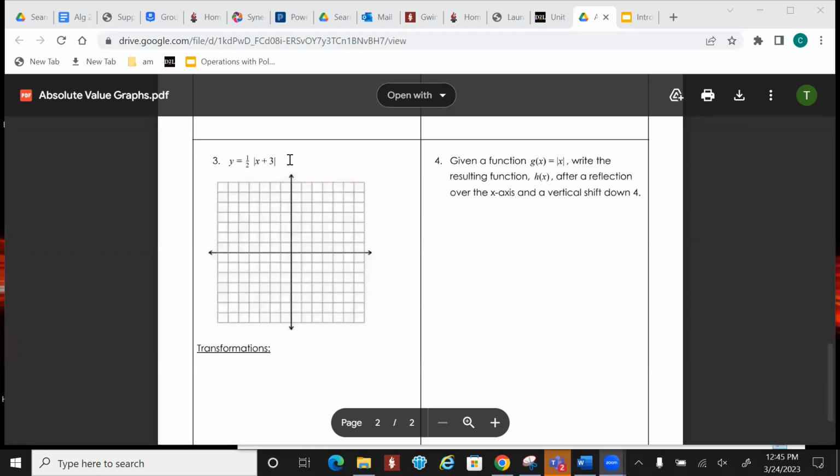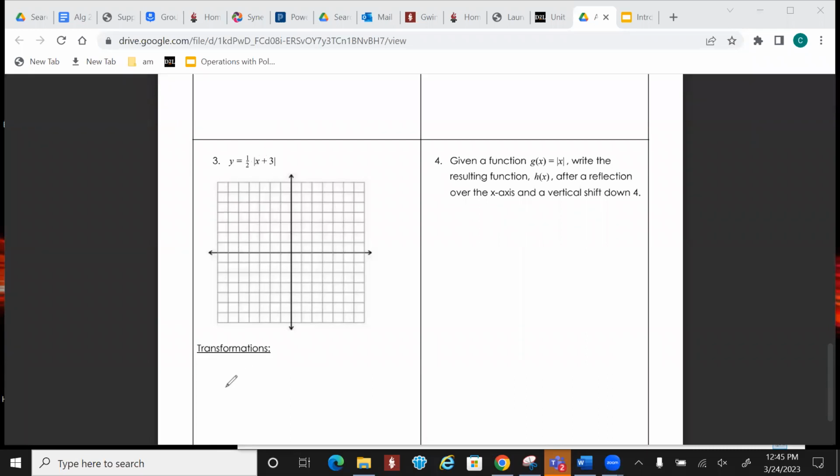So looking at this next one, what's going on the outside? What do we call that? A shrink of 1/2. Shrink of 1/2. And then what does this +3 on the inside do? Ooh, there you go. Left 3. Reason why it's left is because remember, inside a radical or an absolute value, it's going to be the opposite of the direction. Okay, so yes.